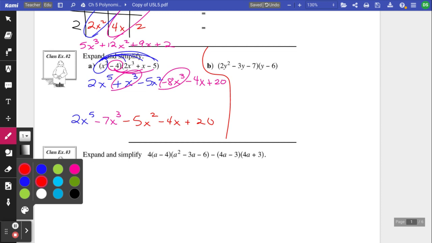I prefer to have the y minus 6, the little binomial, the guy with 2 terms, in the front. You can just do that. If you like it, just go y minus 6 and begin. Okay, are you with me? What am I talking about?